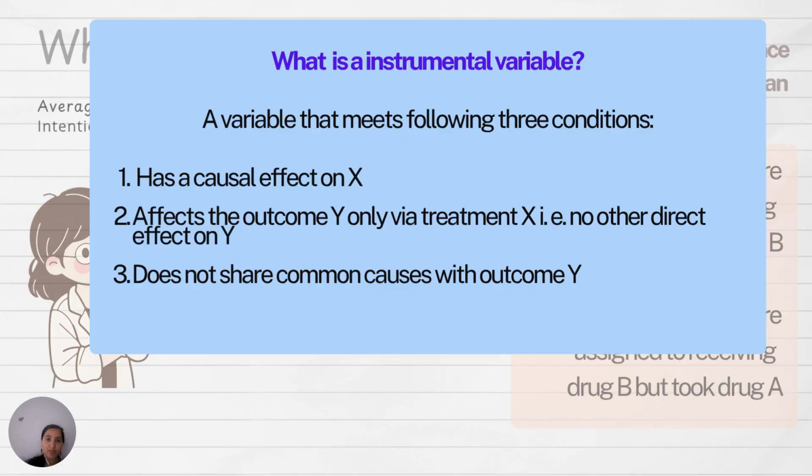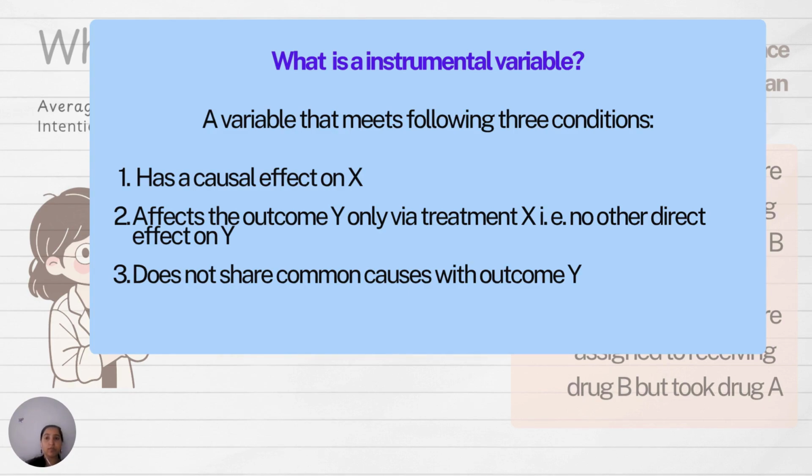So what is an instrumental variable? A variable that meets these three different conditions, all of these conditions, is an instrumental variable. This is also called instrument. The first condition or criteria is it should have a causal effect on X. The second condition is this instrument should affect the outcome Y only via treatment X.